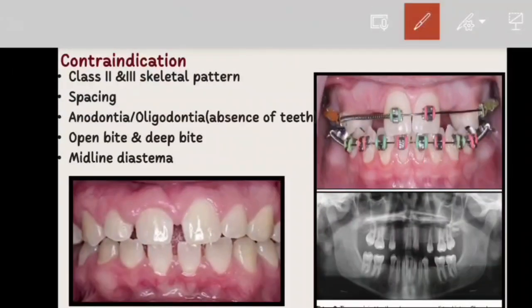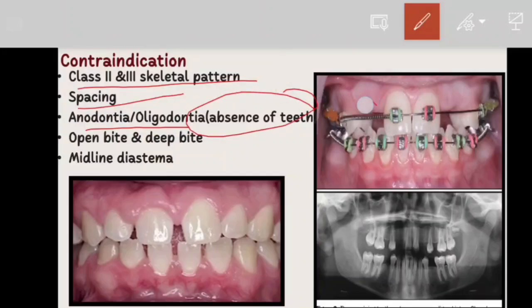Now we will see the contraindications. We will not do serial extraction in class 2 and class 3 skeletal patterns, in spacing, in edentia and oligodontia, that is an absence of teeth. So there you see an absence of teeth.